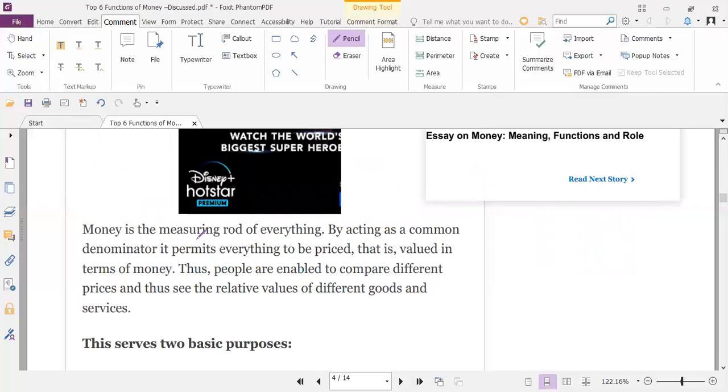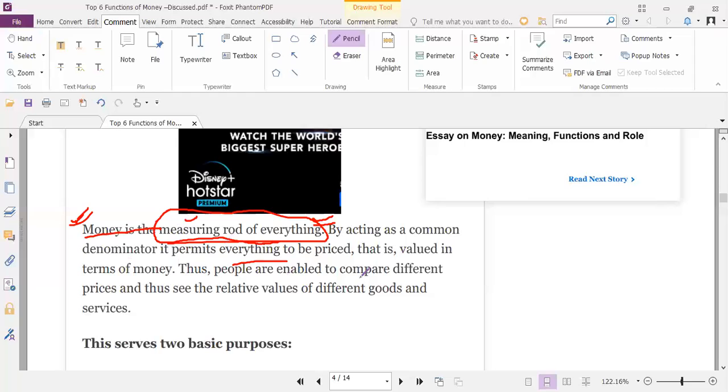So money is the measuring rod of everything. Here in the money system, one thing, money, is doing everything, right? That complexity of barter system can be reduced with money, because money is the measuring rod of everything. By acting as a common denominator, it permits everything to be priced, that is, valued in terms of money. Everything can be priced, right?